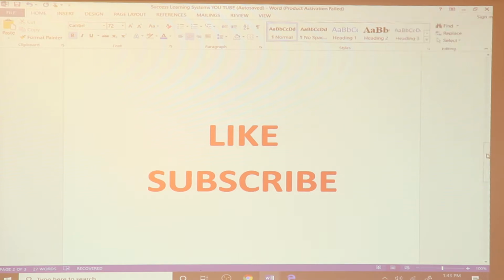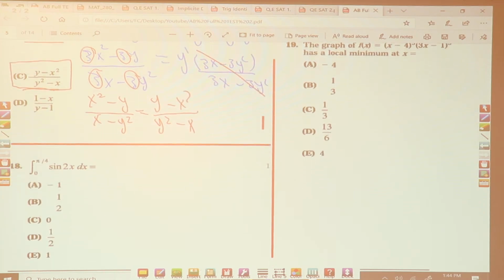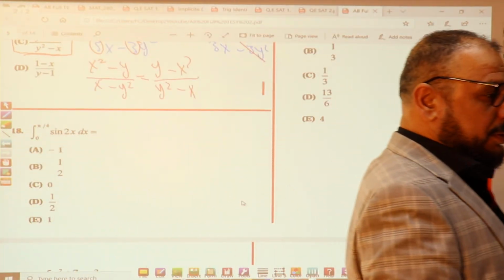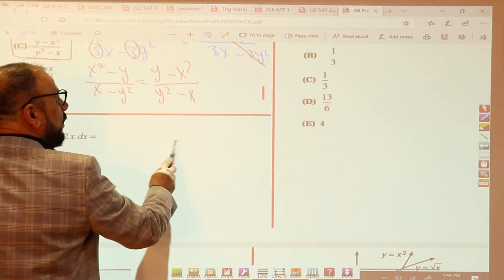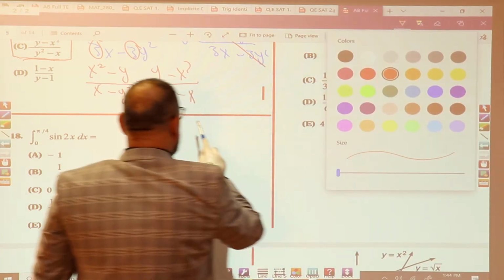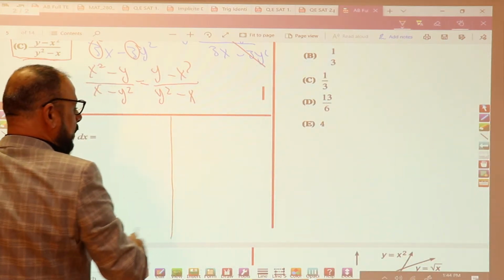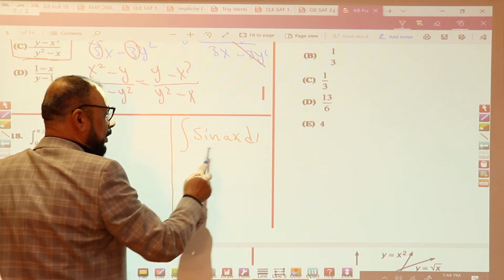Let us see what we have to do. Okay, now number 18, integration of sine 2x. Just remember, the integration of sine ax dx, the rule is easy.